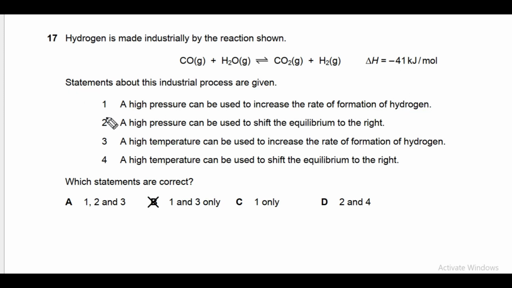But why are 2 and 4 wrong? A high pressure can be used to shift the equilibrium to the right. No. 1 mole plus 1 mole, 1 mole plus 1 mole. Pressure has no effect because there are the same number of moles on both sides. So 2 is wrong. Now why is 4 wrong? A high temperature can be used to shift equilibrium to the right. No. As the reaction is exothermic, at high temperature equilibrium will shift from right to left. So this is wrong. 1 and 3 is the right answer.